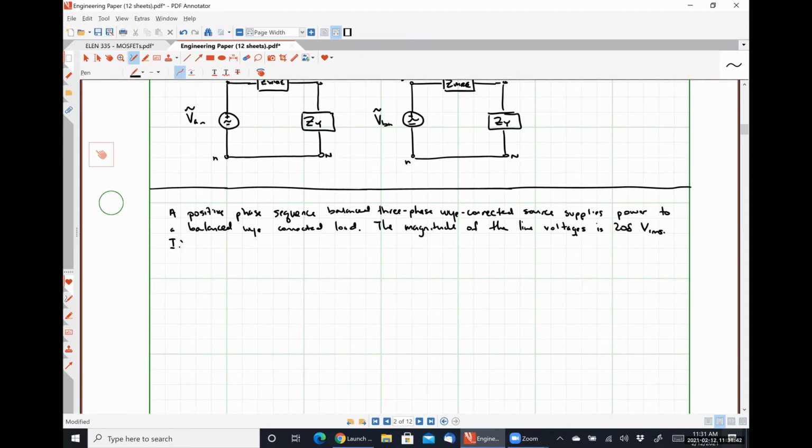If the load impedance per phase is 36 plus j12 ohms, determine the line currents if the angle for VAN is 0 degrees.